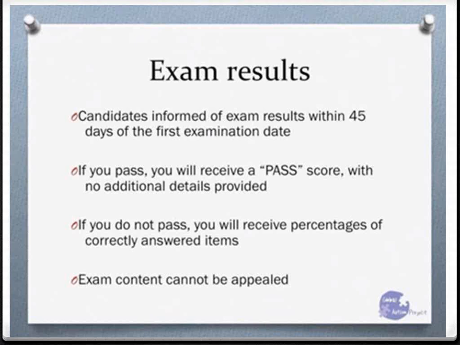But if you don't pass, you do receive a percentage of correctly answered items. Do they tell you which ones or not? No. I think you just get the percent. I don't even think you get it broken down by, say, content area, but I'm not 100% sure on that. Okay. The thing to notice about that, though, is that it can't be appealed. So if you are on the border and you think something's a foul, it is what it is. So don't perseverate. It's better to keep studying.